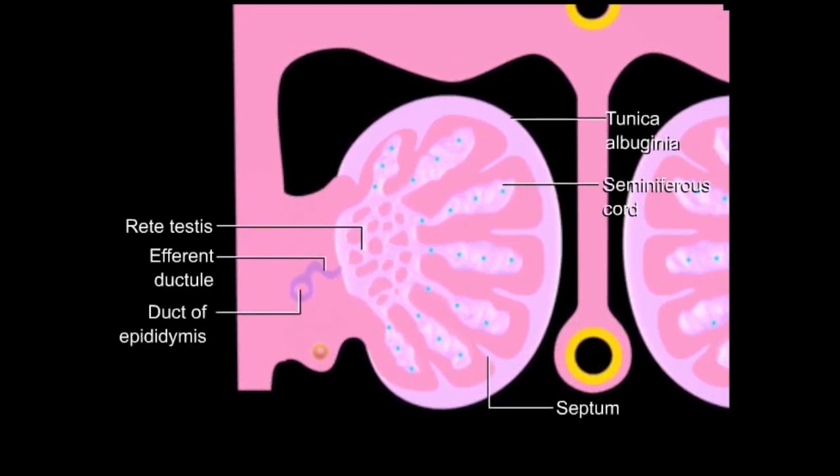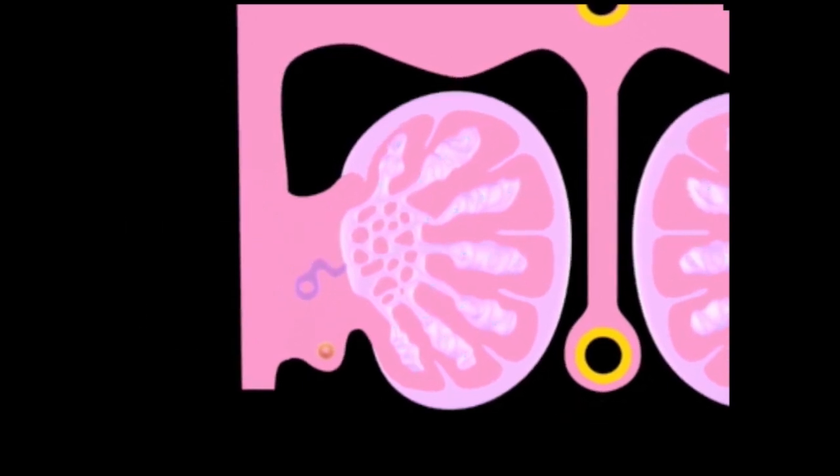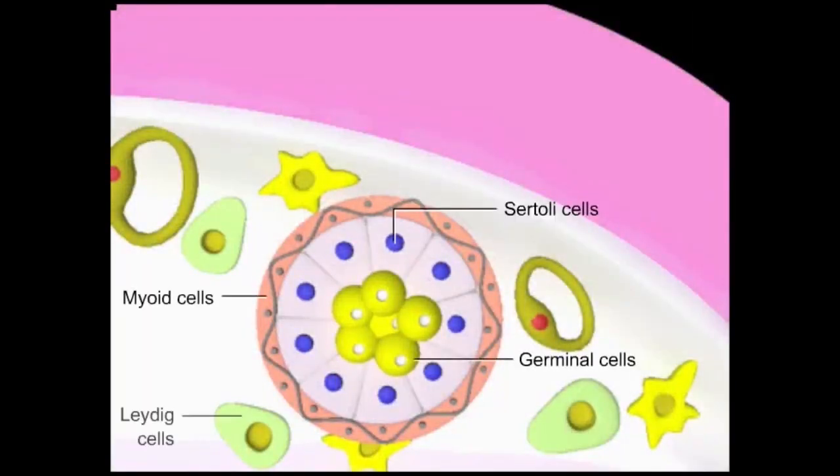The cords branch and connect to form the rete testis. A fibrous capsule, called the tunica albuginea, also develops and is characteristic of testes formation. The rete testis becomes connected to the efferent ductules, which in turn connect to the duct of the epididymis, derived from the mesonephric tubules. The wall structure of the seminiferous tubules contains two cell types: Sertoli cells, which support the development of sperm, and the primordial germ cells or spermatogonia that will begin to mature into sperm during puberty.